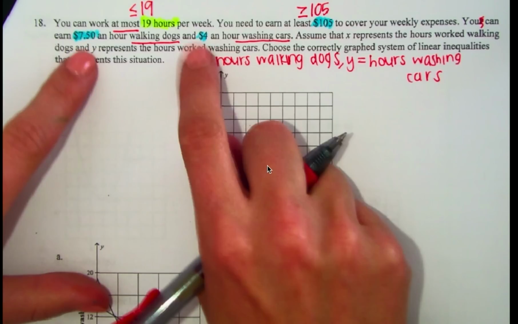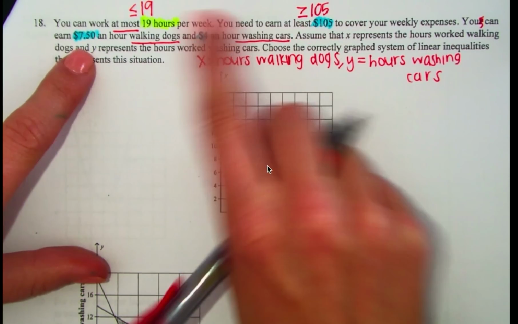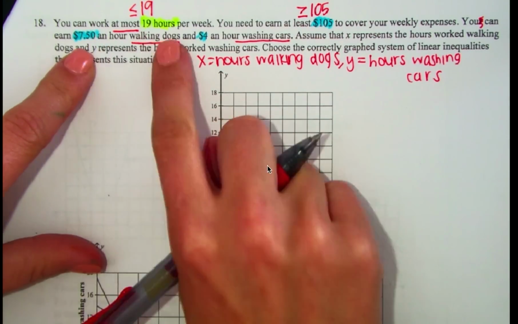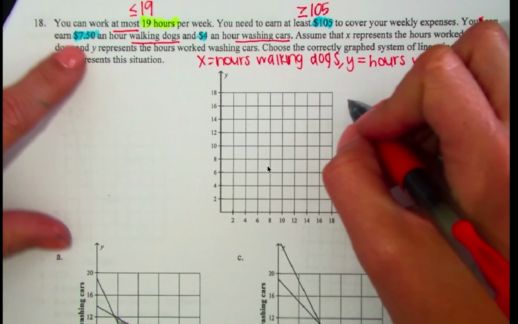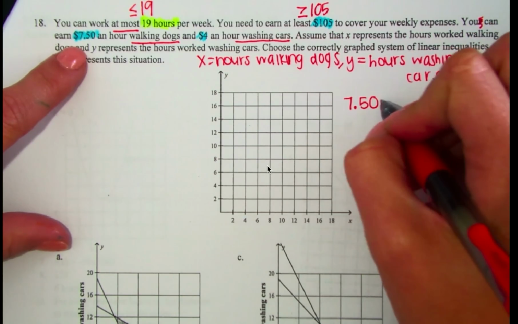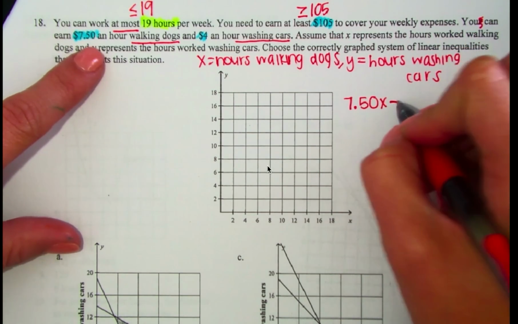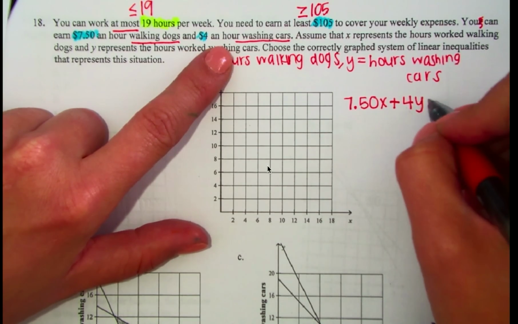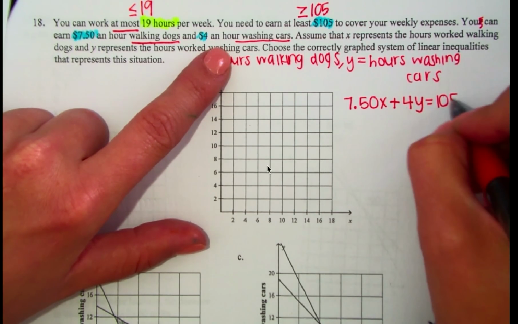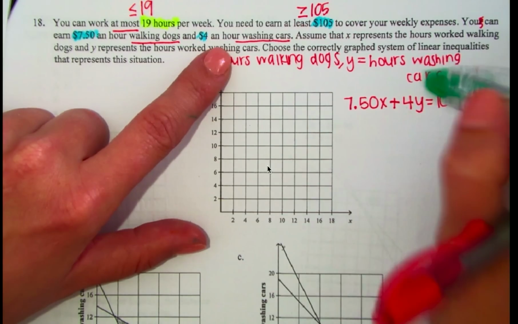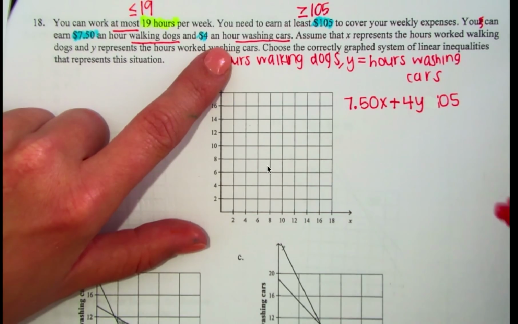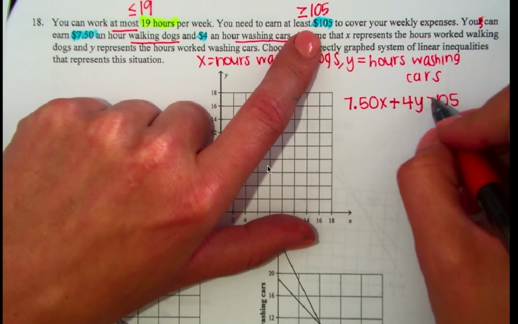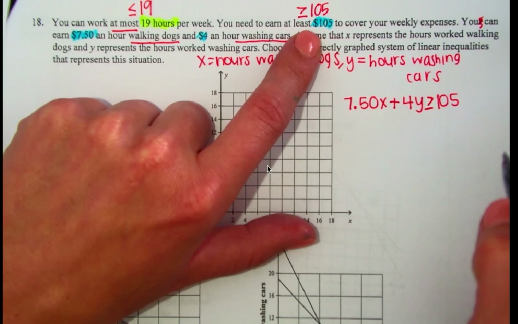So I'm going to focus on that money inequality first to put together these three numbers. So if I put these together, it's going to be $7.50 for every hour you walk the dog, plus $4 for every hour washing cars, for a total of $105. I'm not going to write equals. I'm going to use the inequality that I wrote above that says you have to earn at least $105. So whatever you earn has to be greater than or equal to $105.